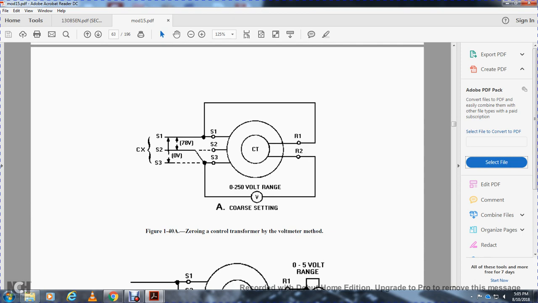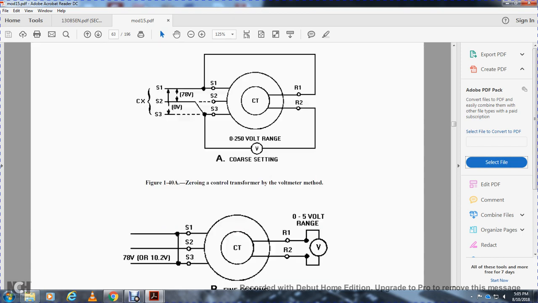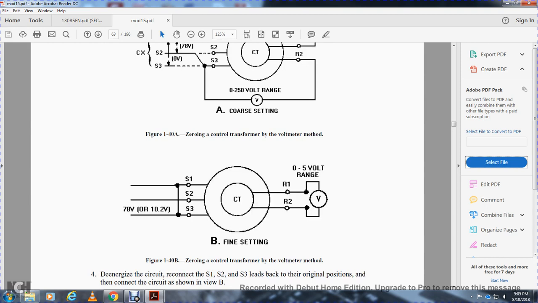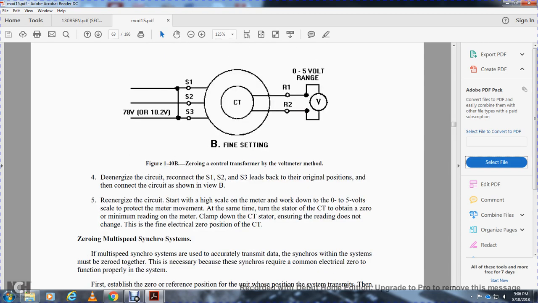Figure 148 shows zeroing the control transformer using the voltmeter method. There are 78 volts on the control transmitter stator 1, 2, and 3. There are two circuits, stator 3 to rotor 2, and stator 1 to rotor 1, on the control transformer. Your fine settings for stator 1, stator 2, and stator 3 are 78 volts or 10.2 volts, and control transformer rotor 1 and rotor 2 on the 0 to 5 volt range on the voltmeter.